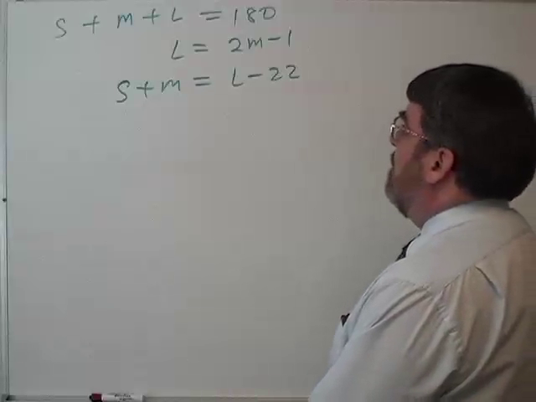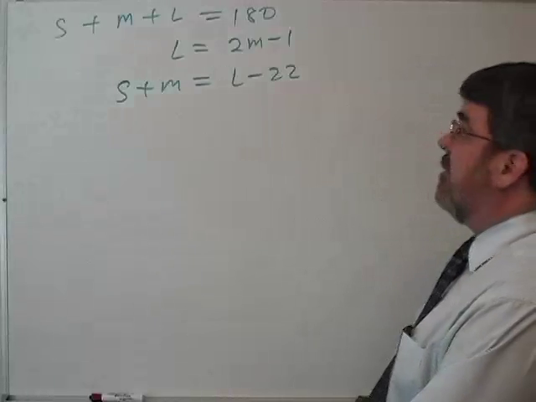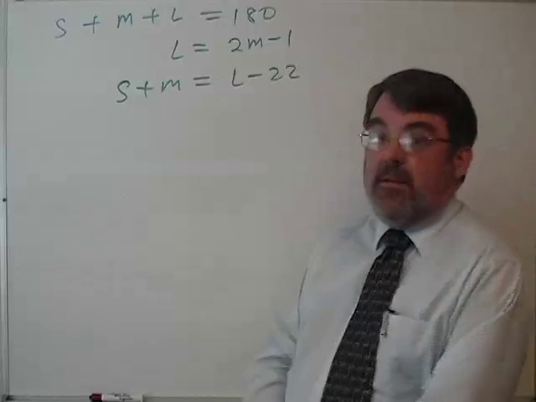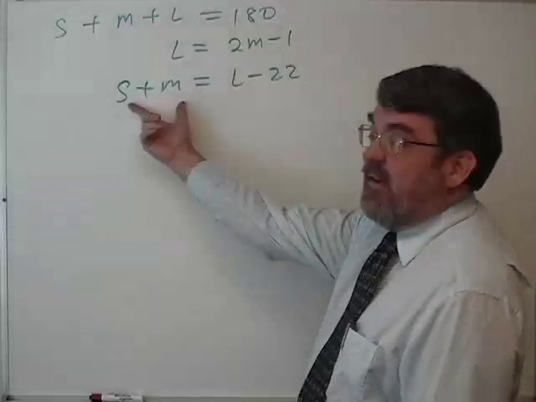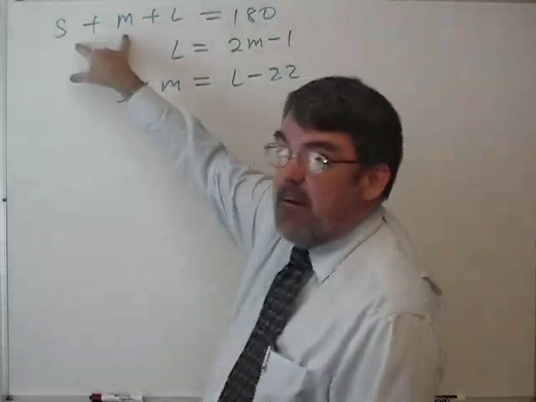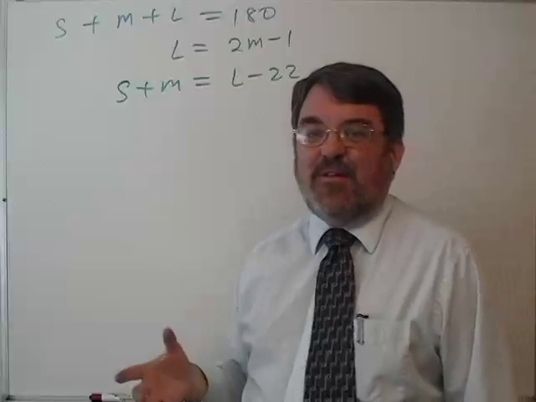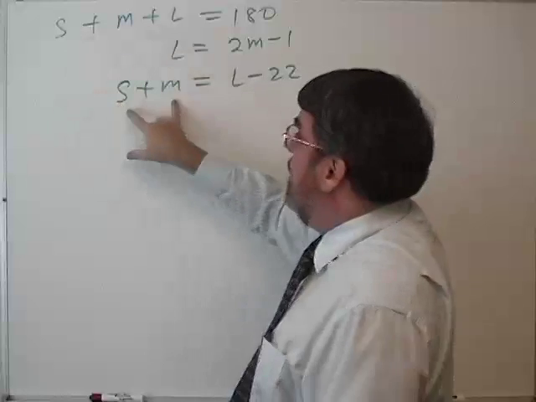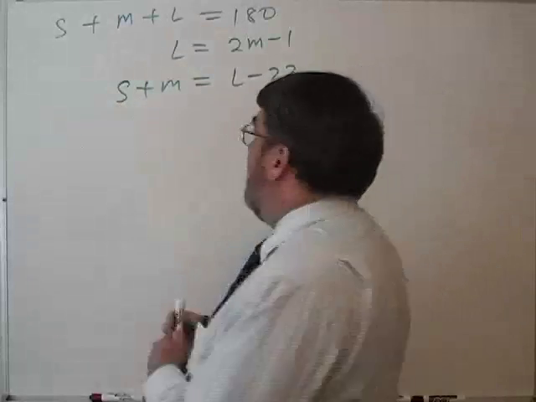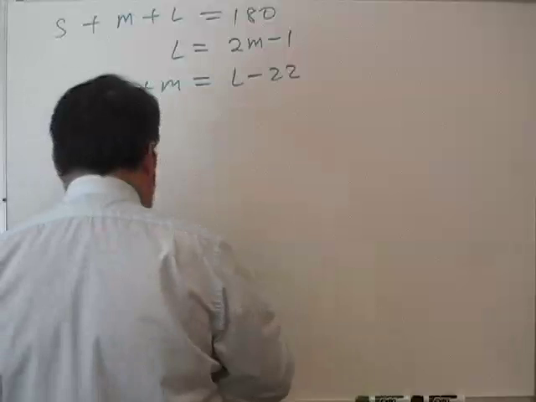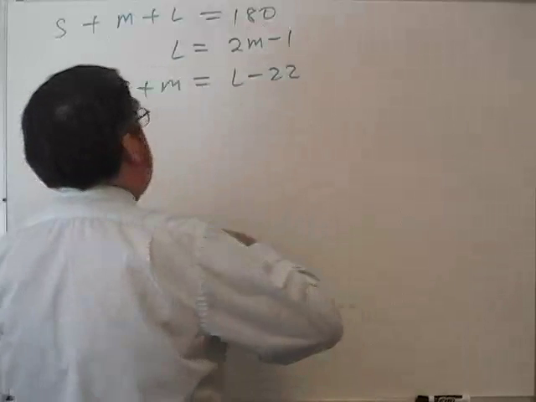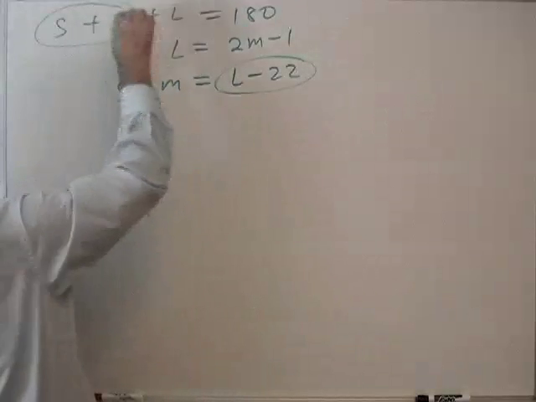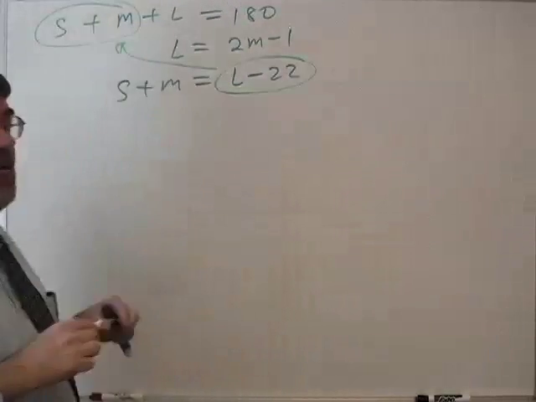But it's also worthwhile, I think, to look for some nice substitution possibilities here. And I see a real juicy one. S plus m appears both here and there. And so now I have kind of an unusual substitution. I can substitute for both variables rather quickly. S plus m is the same as L minus 22. So I could replace this S plus m with L minus 22.